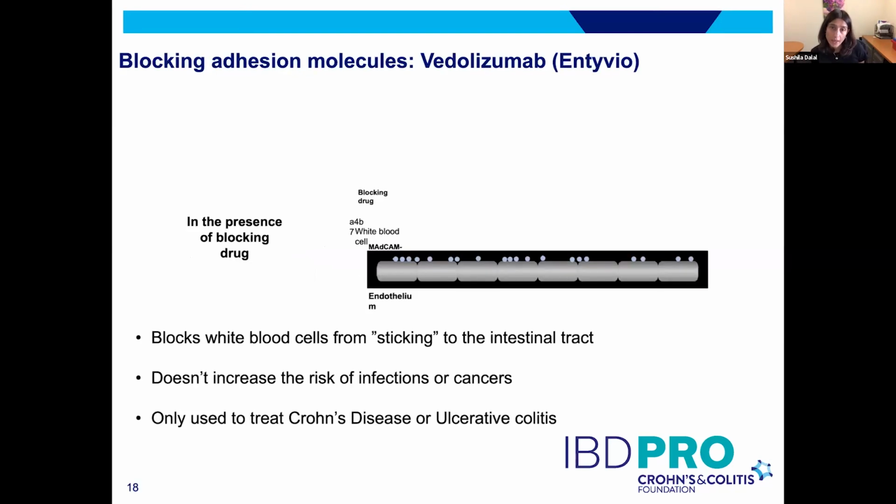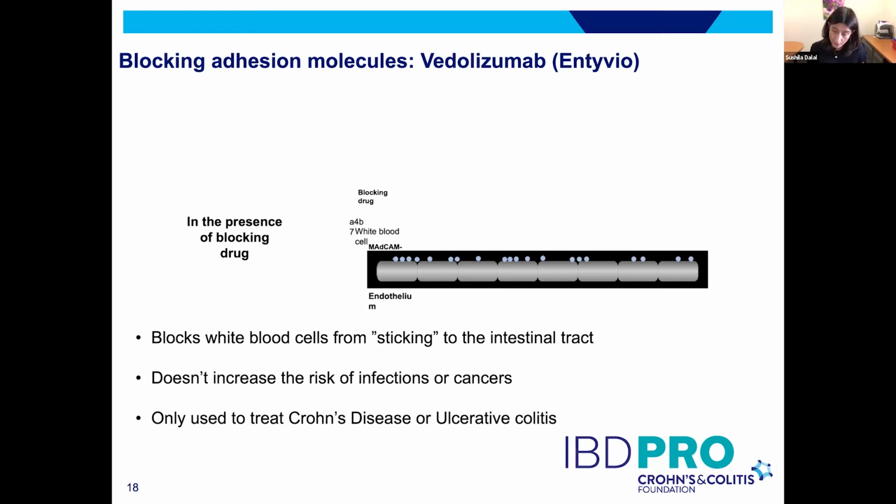Okay, we're going to move on then to vedolizumab or Entyvio. This is an anti-integrin, so it is blocking the alpha-4 beta-7 integrin, which is what allows white blood cells to stick essentially to the intestinal tract. It is only FDA approved for ulcerative colitis and Crohn's disease because of its specificity to the immune response to the intestinal tract. The target for vedolizumab is only found in the intestinal tract and the nasopharynx. We've had it since 2014, so there's 10 years of post-marketing experience, and in that time frame, we have not seen that it increases the risk of infections or cancers.